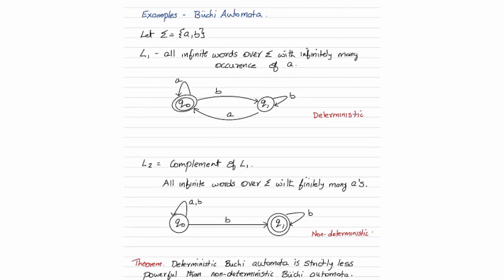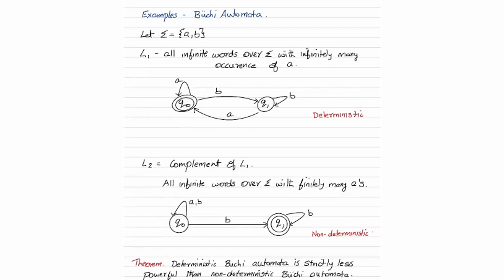Now let's quickly look at the complement of this language. What is the complement? All infinite words over sigma with finitely many A's. Here you had infinitely many A's, but now you want finitely many A's. Can I give a Büchi automaton which accepts this set?